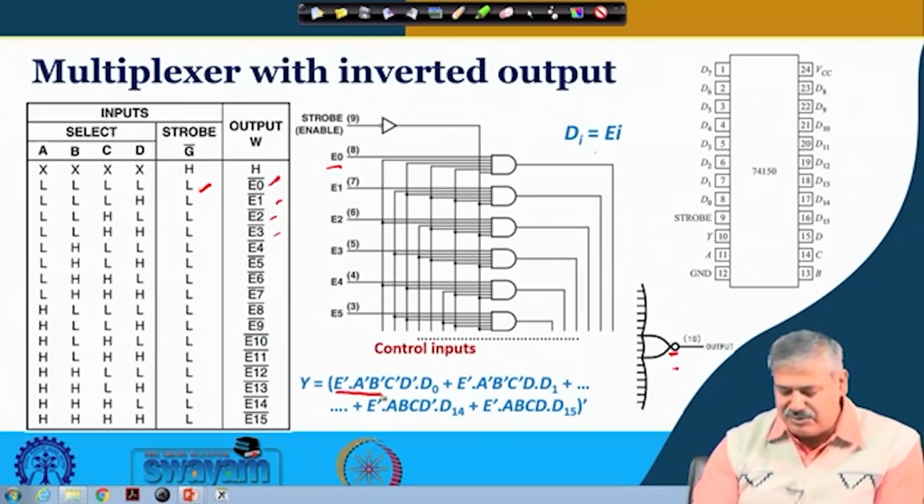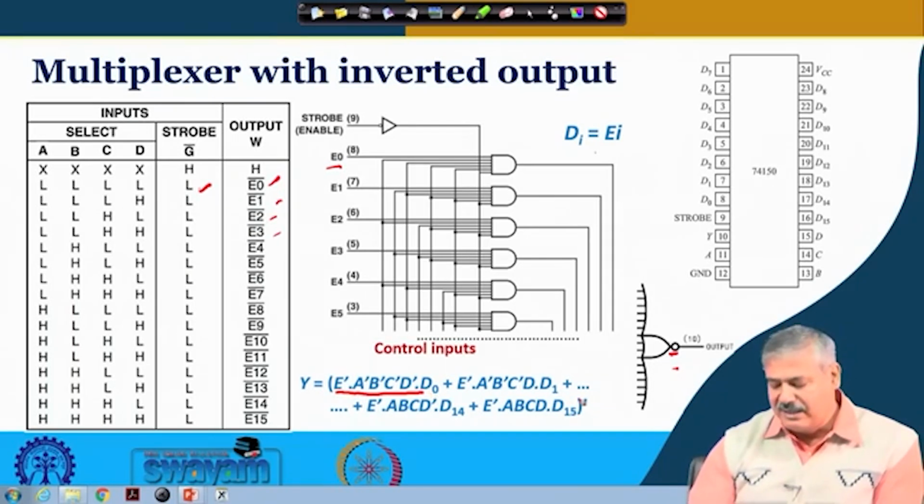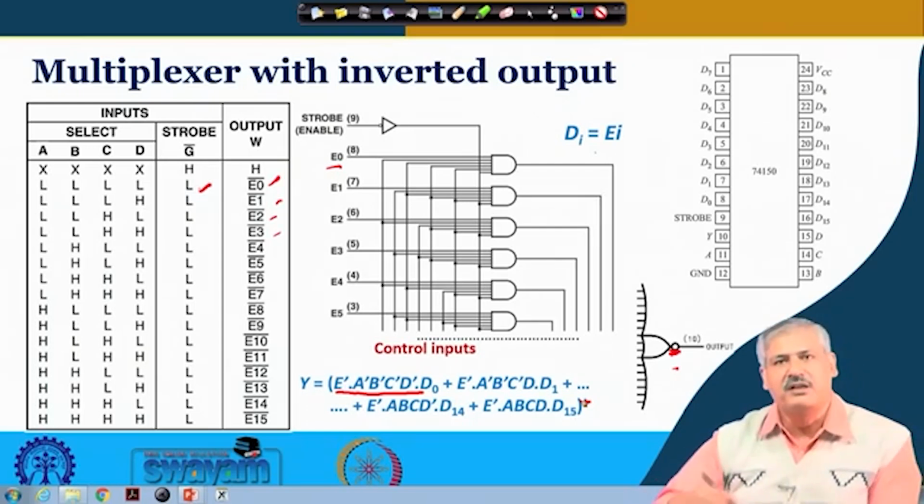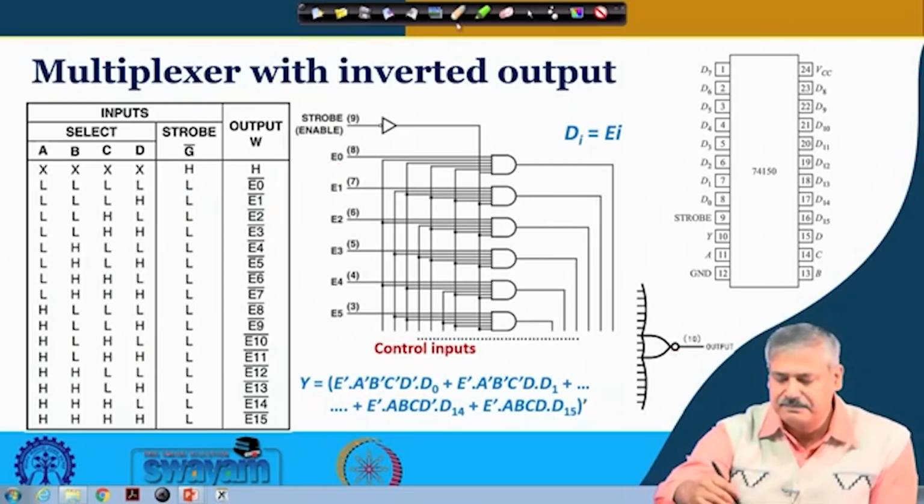Then the corresponding equation becomes what? This is the basic equation we had seen before, with enable. Now, because of the presence of this inverter, after that there is an inverter connected. So, this is what becomes the equation and the corresponding logic circuit. Simple.